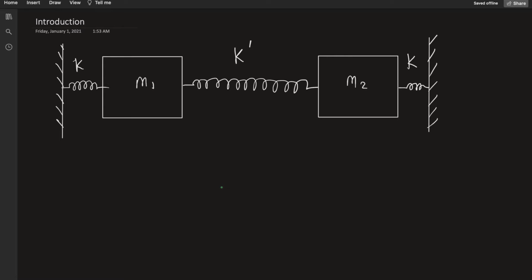So for that, we're going to use Newton's second law of motion, which is that the net force on a body is equal to mass times acceleration, and acceleration can be interpreted as the second derivative of position with respect to time.